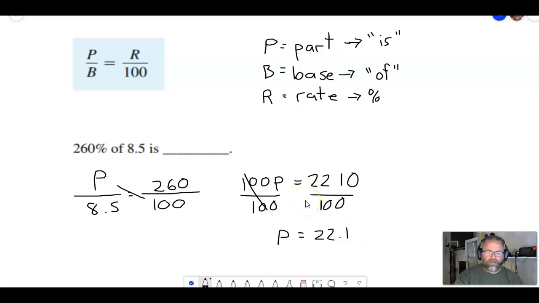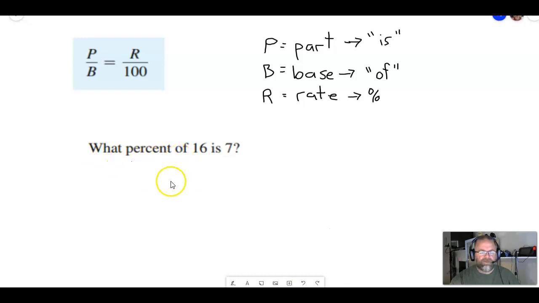All right, let's go ahead and take a look at another one here. This is a pretty short one, and it just says what percent of 16 is 7. So go ahead and pause the video now, see if you can solve that, and then we'll go through the solution.